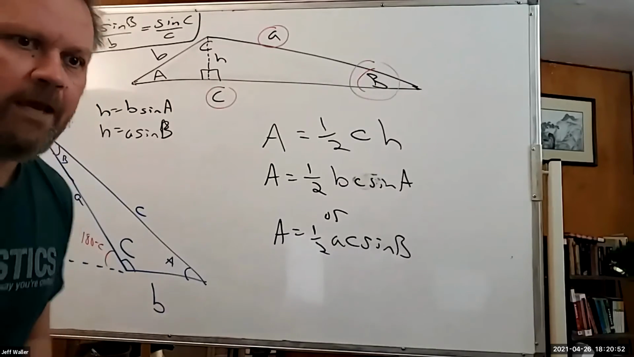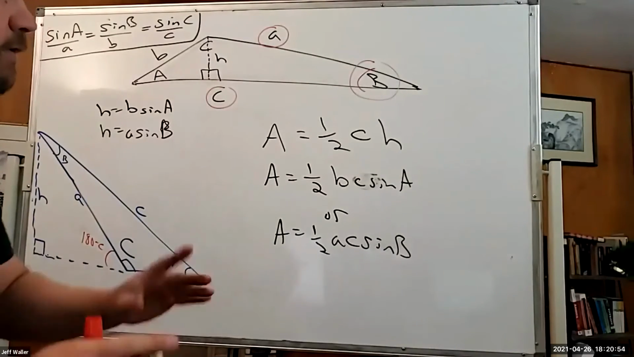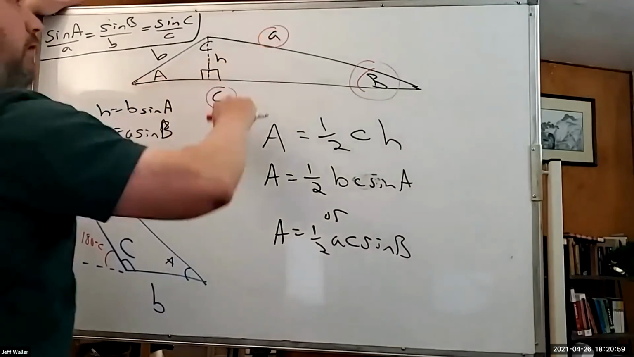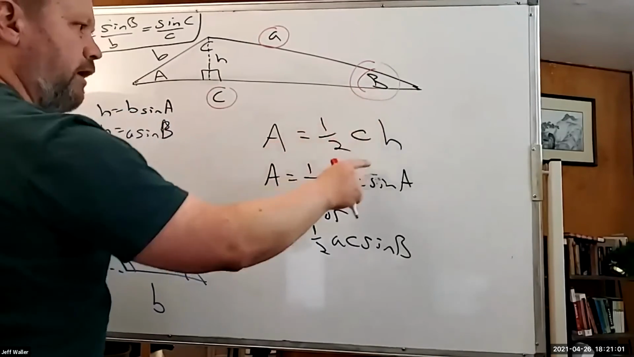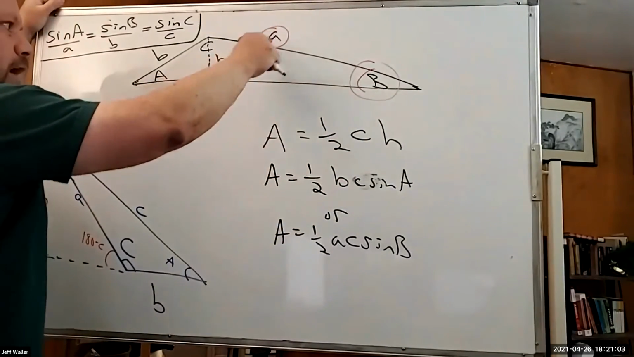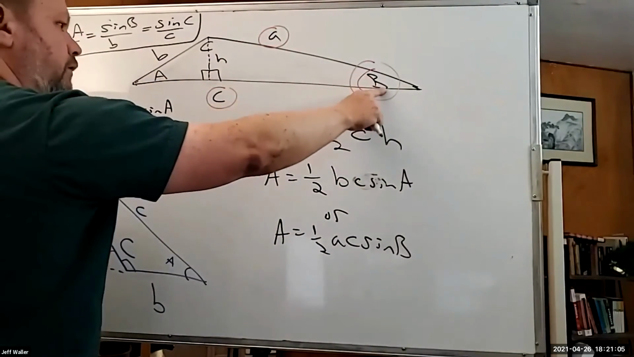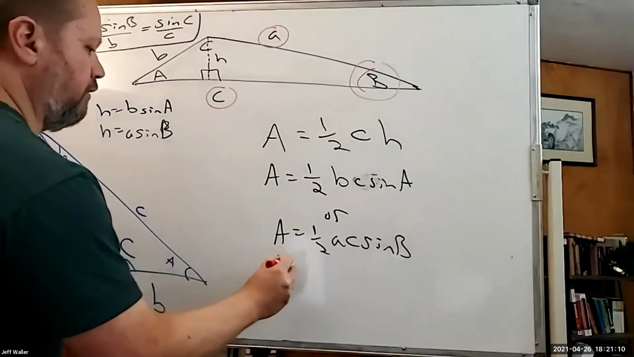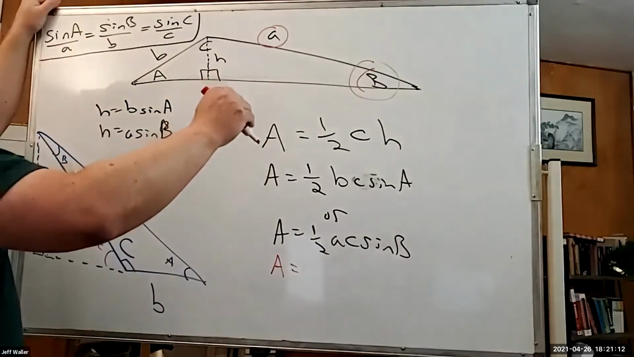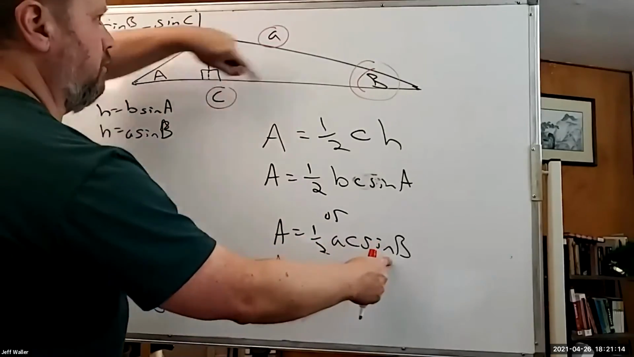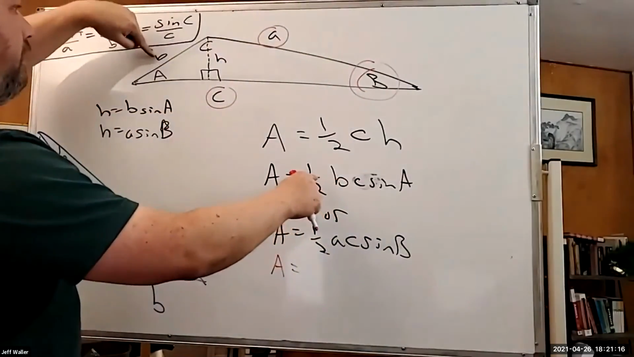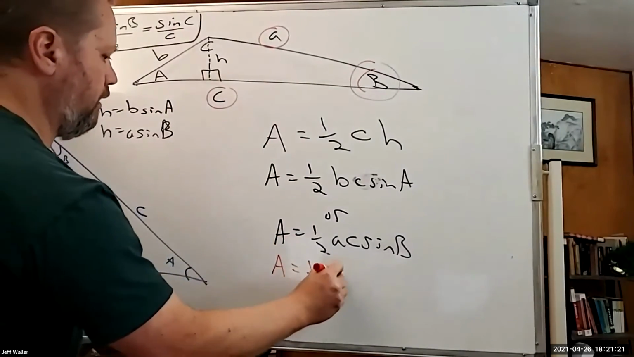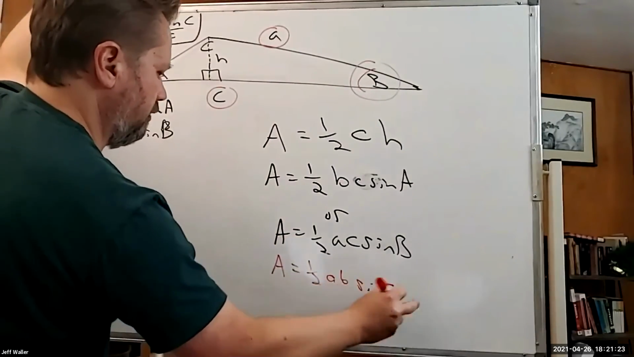I just missed the last part. Say again? If you know two sides and the included angle, area equals one half the product of the two sides times the sine of the included angle. So if I knew A and C, I could use B as the angle. If I knew B and C, I could use A as the angle. And of course, if I knew A and B, I can use C as the angle.